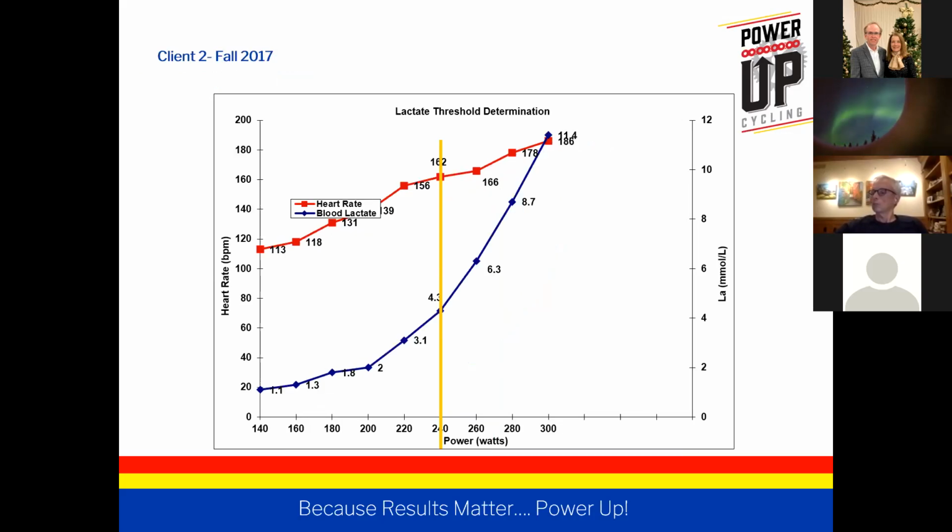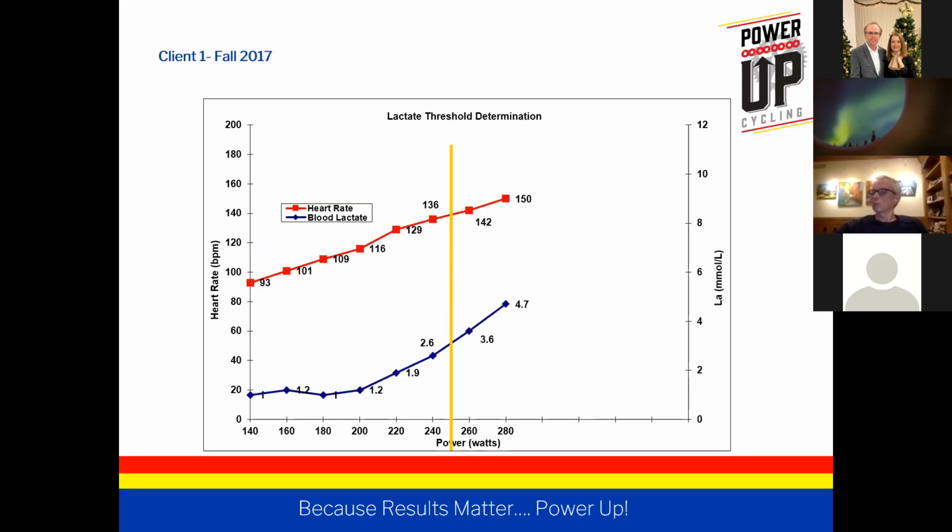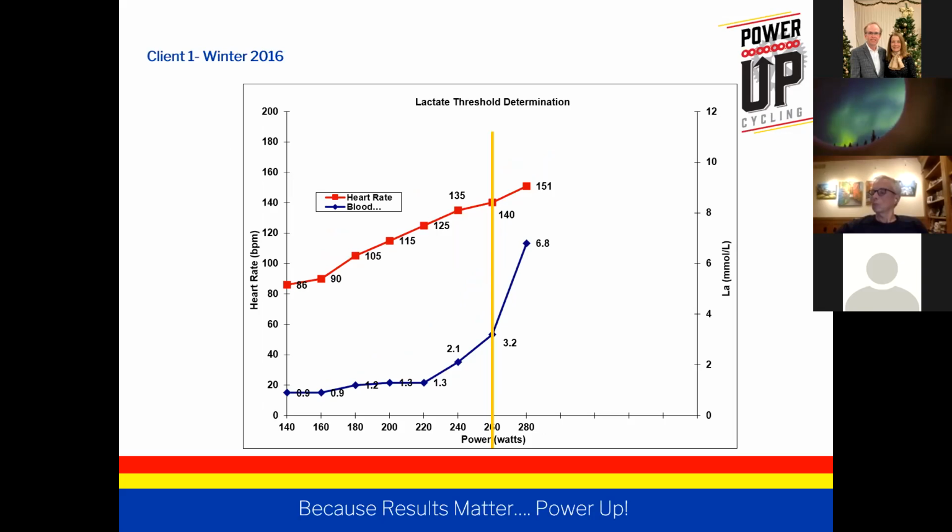Another interesting series of graphs is this series of graphs. So this was a woman who was a national champion on the bike, and this was in the winter of 2016. And you can see that she's not a very big woman. She probably weighs about 115. So this power profile is pretty impressive for a 115-pound, 120-pound woman.